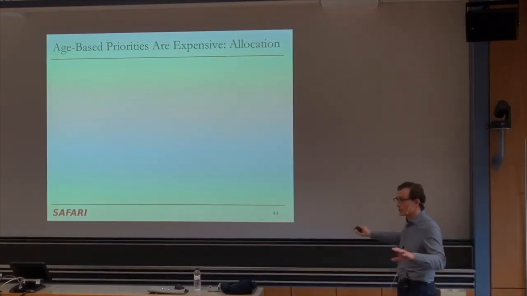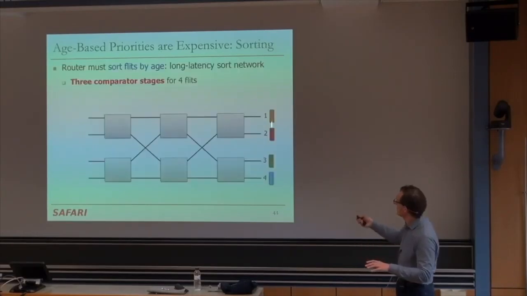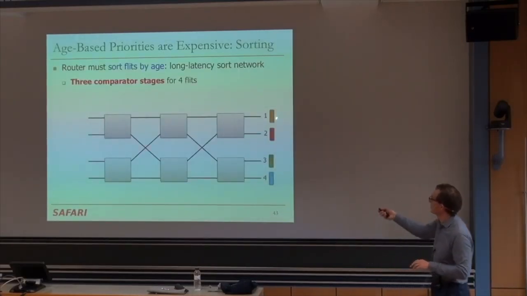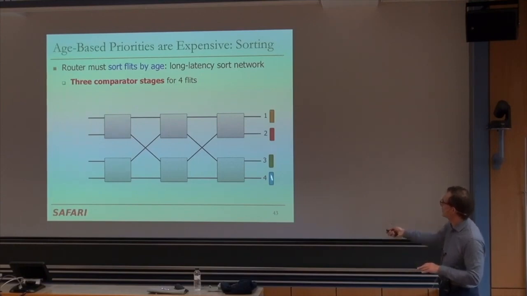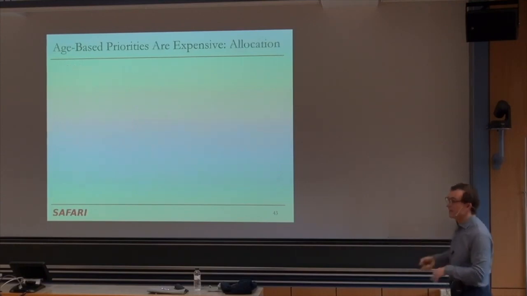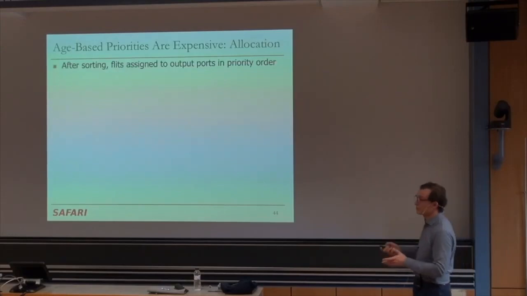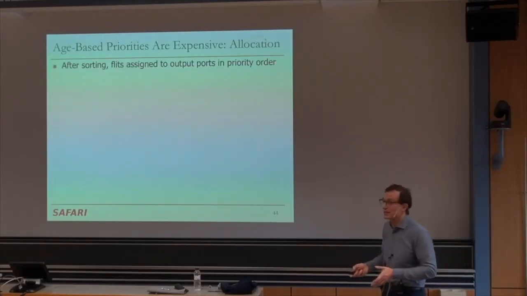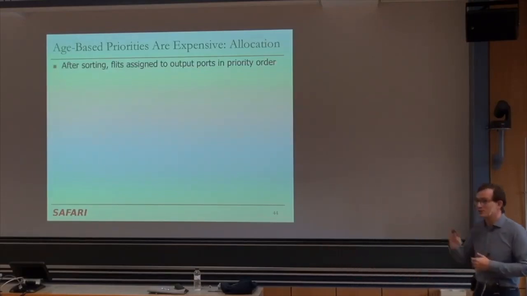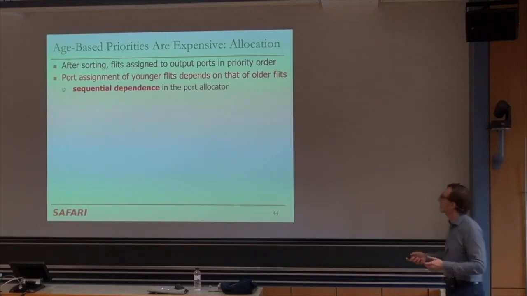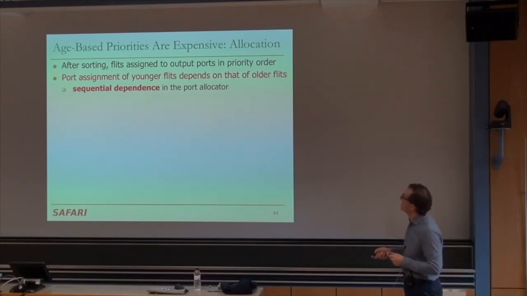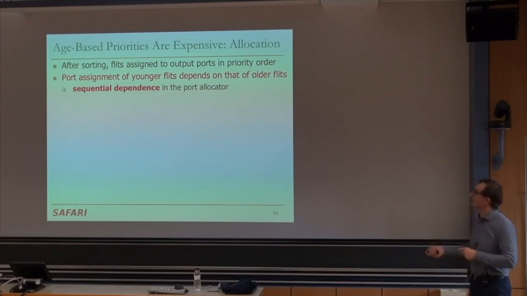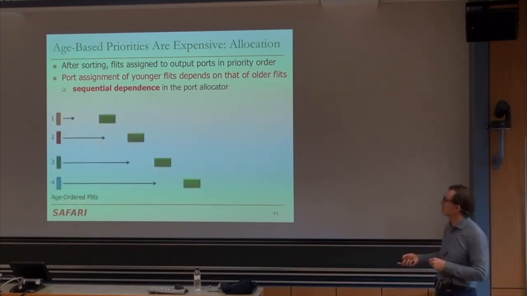First of all, you sort it. Now you figured out the ordering that you have over here. Now 1, 2, 3, 4, the highest priority is always here, the lowest priority is always here, right? Now you need to do something else on top of that. After sorting, you need to assign the flits to output ports in priority order. For each output port, you need to essentially do the assignment. The port assignment of the younger flits now depends on that of the older flits. So there's a sequential dependence in the port allocator.